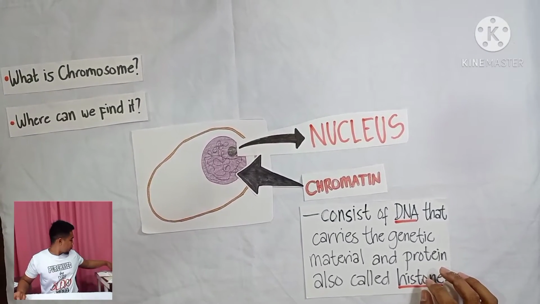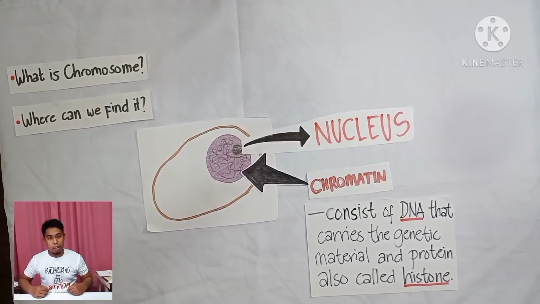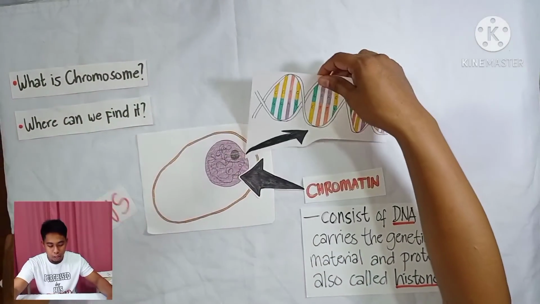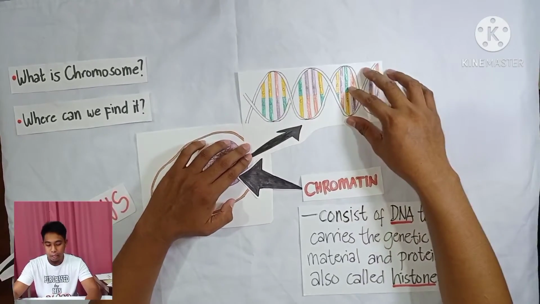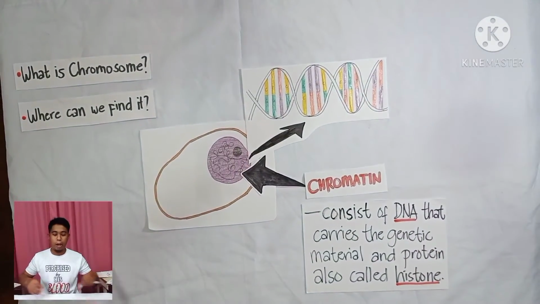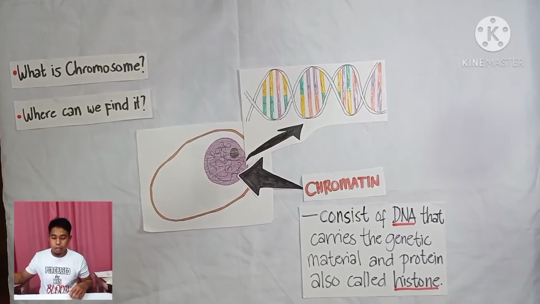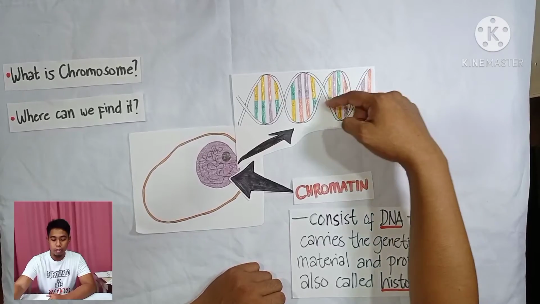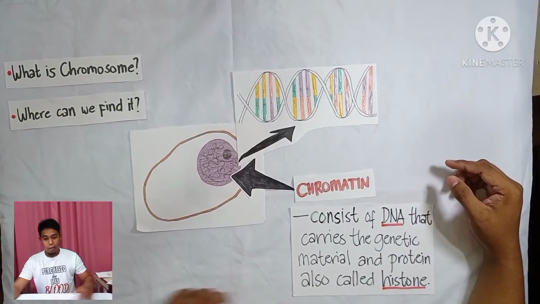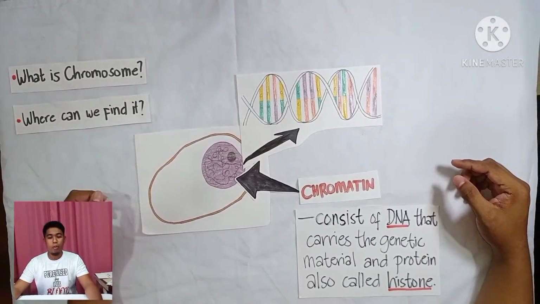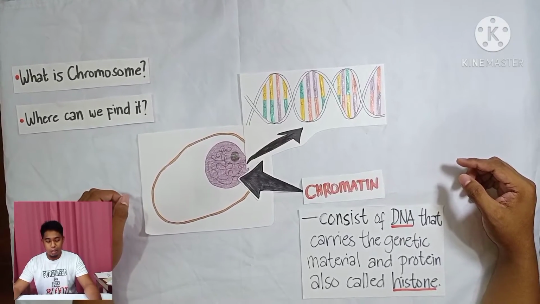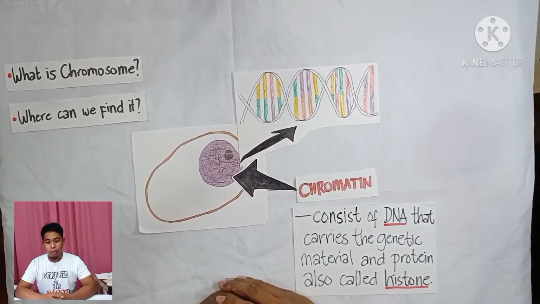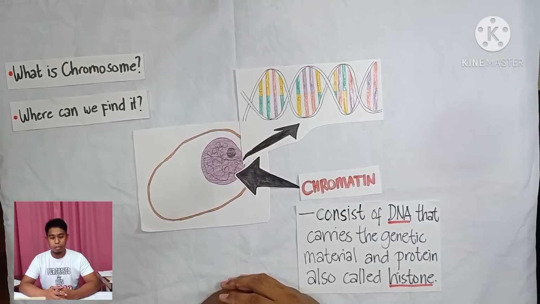Okay, if we zoom in on the chromatin, we can find the very DNA of our body. This is the scientific illustration of a DNA. DNA is a double helix, consisting of nucleotides. So, if we ask, where are the chromosomes? Chromosomes will be visible only during mitosis.